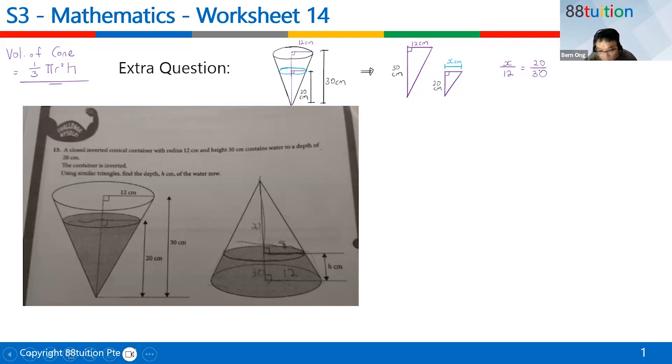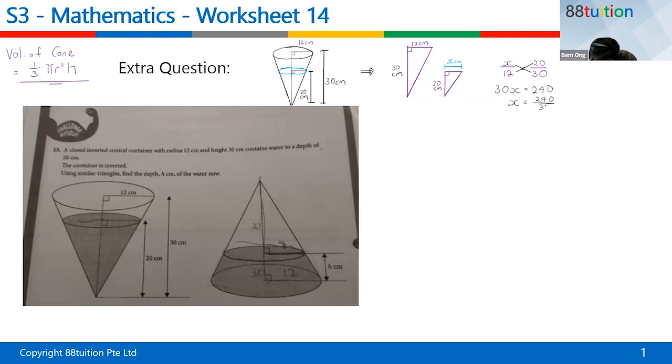You compare small versus big, small versus big. Single fraction equal to single fraction, what you do? You do a cross multiplication. This times this, times this. x times 30 is 30x. 12 times 20 is 240. x will be equal to 240 over 30.